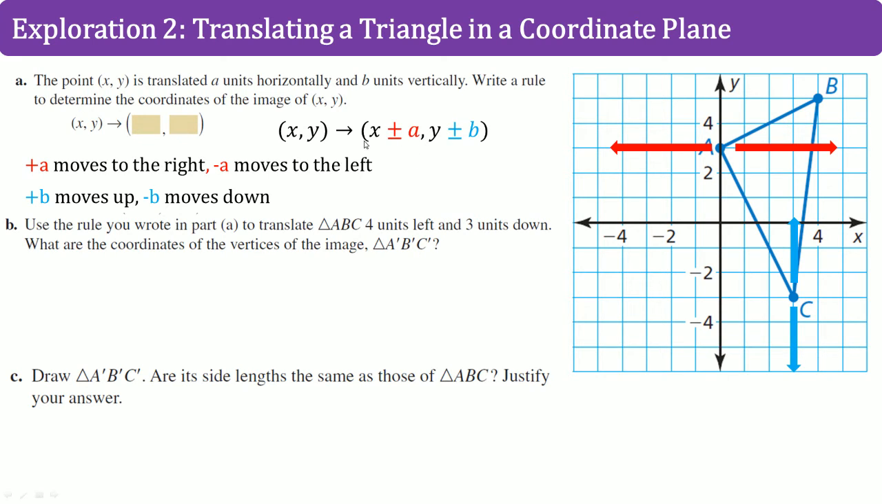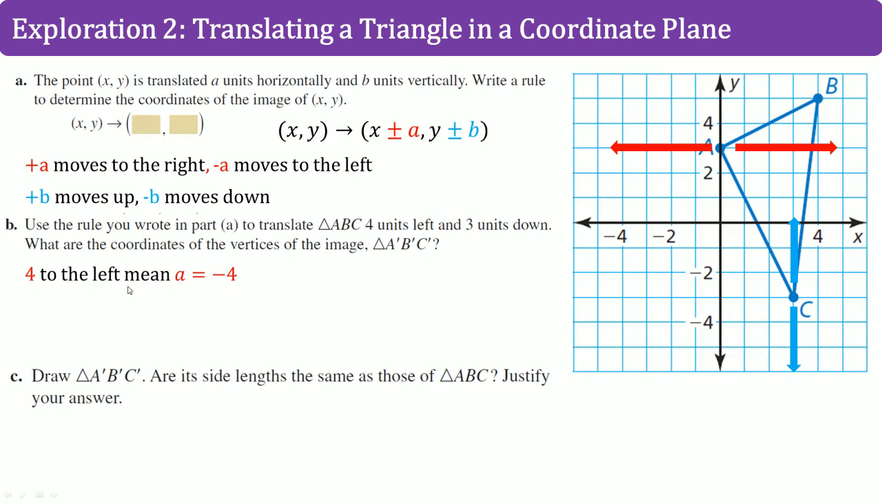That's why the general rule is if you add or subtract A, that is referred to your X coordinate because that goes to your left and your right. If you add B, that goes up and down. So this is the general rule for a translation. You're going to use this rule for part B to translate this triangle 4 units left and 3 units down. What are the coordinates afterwards?